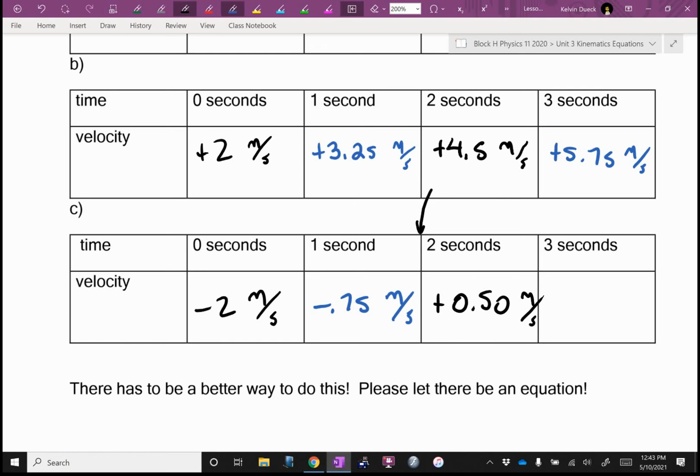Ooh, after 3 seconds, how fast are we going? Matt? 1.75. Positive 1.75 meters per second. And I wrote, there has to be a better way to do this. Please let there be an equation. And there is. There is.